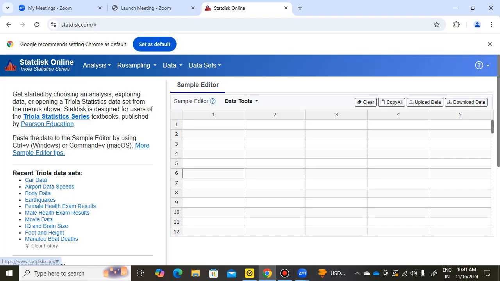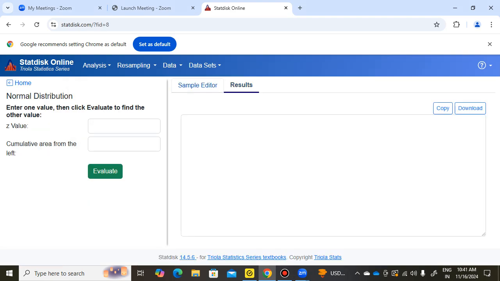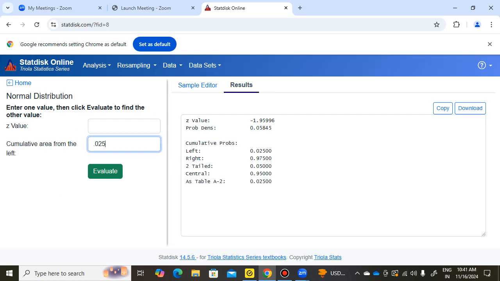And so to do that, we'll go to a normal distribution and we're going to put in the areas. So 0.025, and we get a negative 1.96. 0.975, we get the positive 1.96.